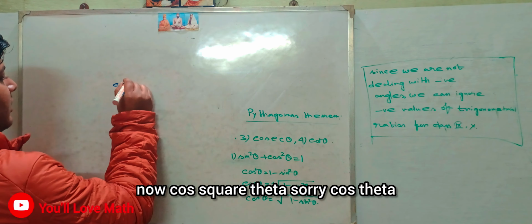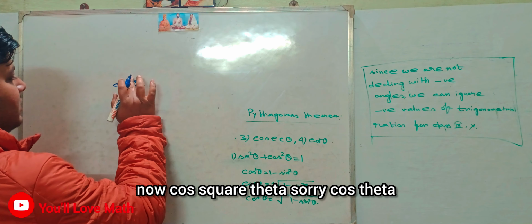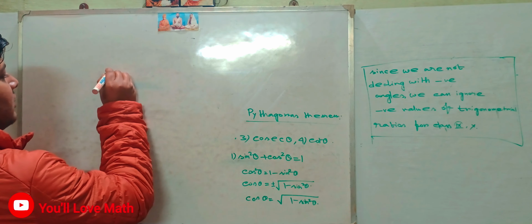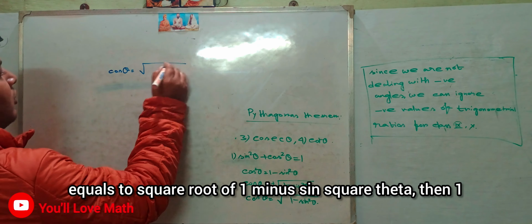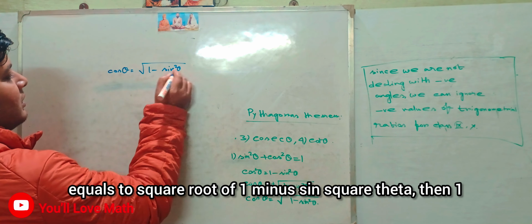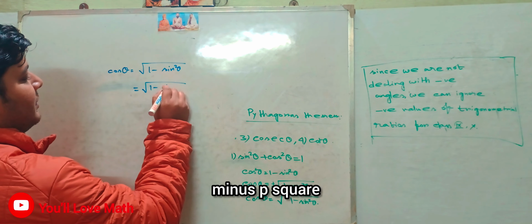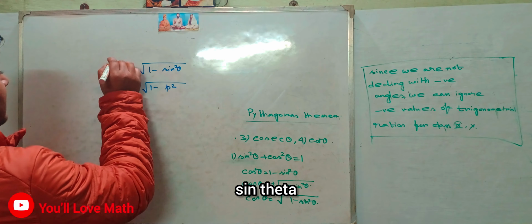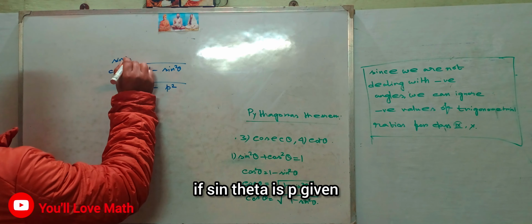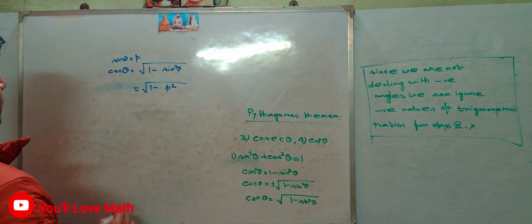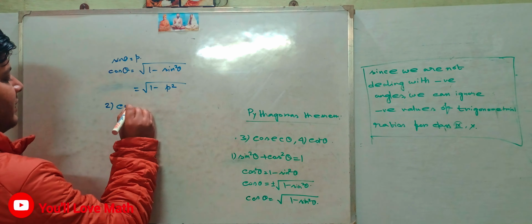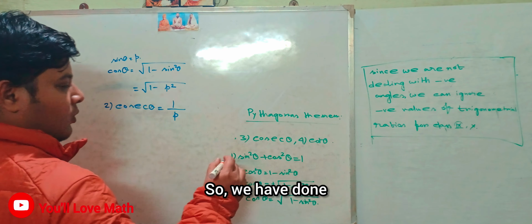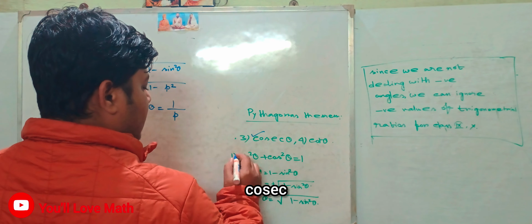Now cos theta equals square root of 1 minus sine square theta, then 1 minus p square. So cos theta will be square root of 1 minus p square if sine theta is given as p. So now we are going to cosec. Cosec is very easy. It's the reciprocal of sine. So we have done cosec.